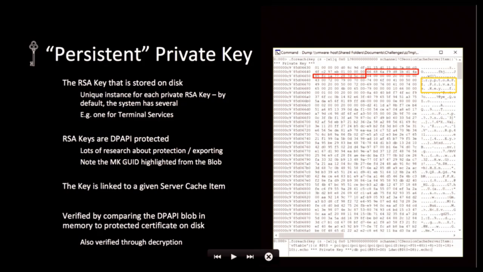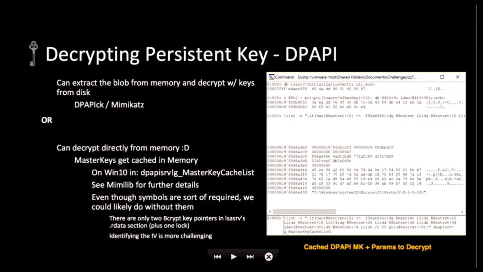Up there you see highlighted in red the key GUID out of the DPAPI blob. What I did here was scan memory for the master key list. The master keys for DPAPI get cached in memory, but they're encrypted. Benjamin Delpy did a lot of work on this, and again, this was one of those things where I looked into it and he beat me to it, and he's just a badass. Basically, there are symbols that point to the initialization vector and the symmetric key that encrypt these master keys. You can decrypt those and then use that to decrypt the blob straight out of memory.